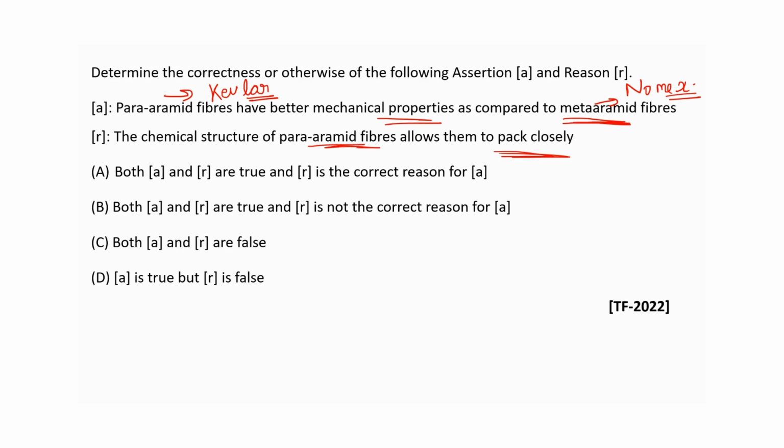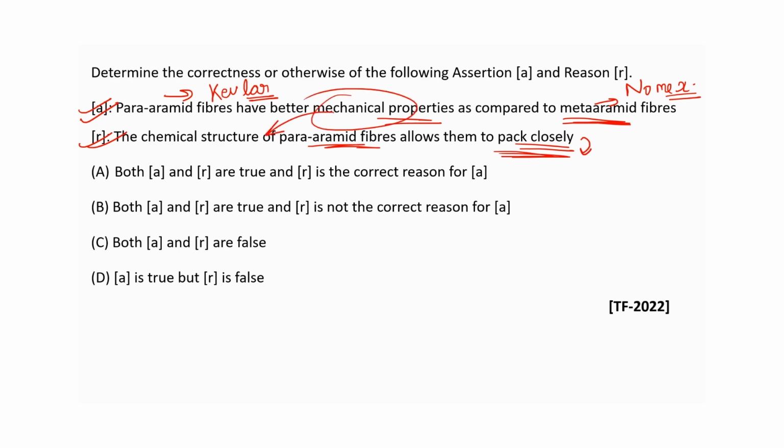So since para-aramid is highly crystalline and meta-aramid is semi-crystalline, the mechanical properties are better in para-aramid fibers. This is true. And talking about the reason, the chemical structure of para-aramid fibers allows them to pack closely. I have told you just recently, due to the very high crystallinity, the intermolecular bonding between them is very strong, and there is no space between them that makes them strong, and the chemical structure itself is very closely packed. So the reason is true. I think you have understood the reason as well as the assertion. So both the statements are true. And also, what is the reason for better mechanical properties?